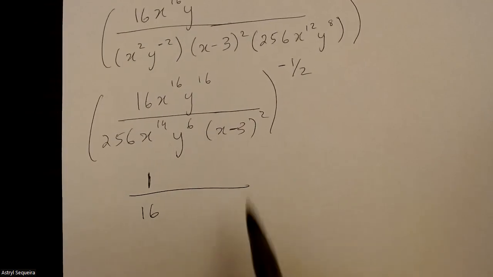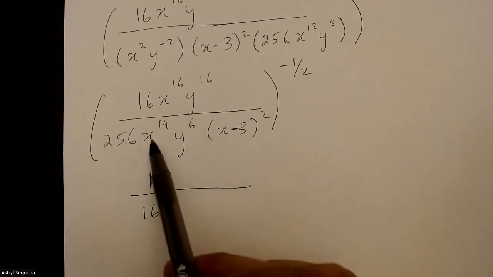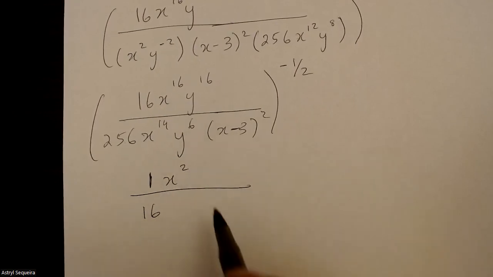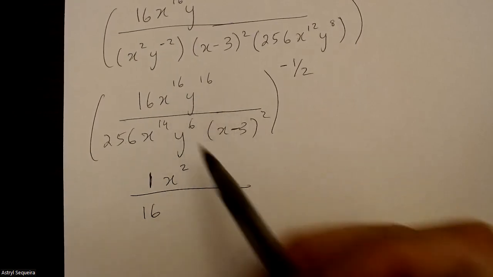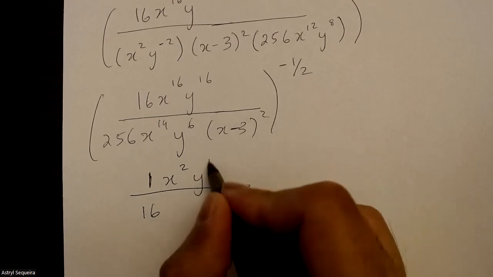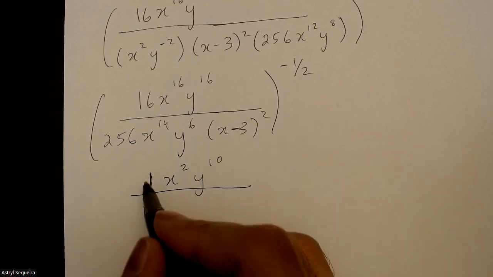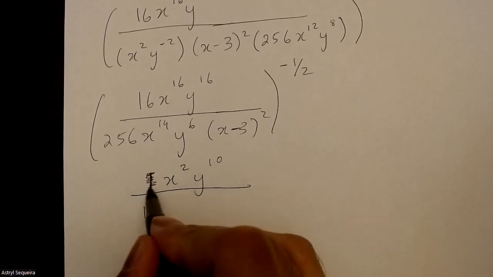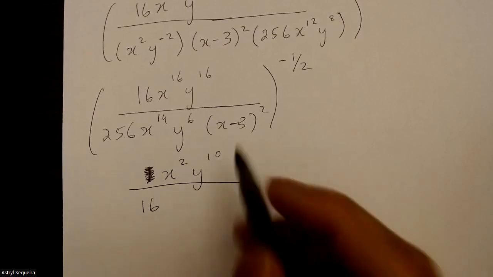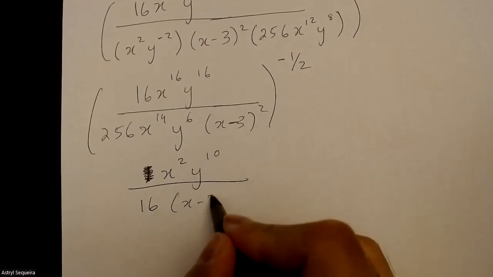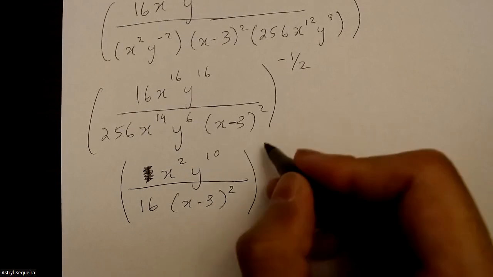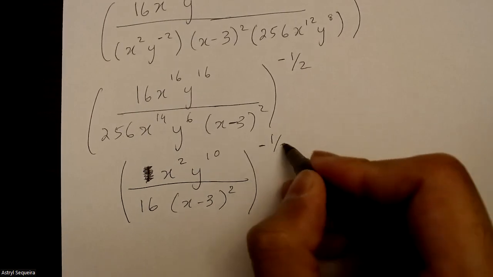We'll leave it there. x^16 over x^14, I subtract my exponents. That's just x squared. And y^16 divided by y^6 is just y^10. I subtract my exponents. So 1 times x squared times y^10, you don't need the 1 anymore. So now you can take it off if you want. And then I just have (x minus 3) squared in the bottom. And the exponent is negative 1 over 2.